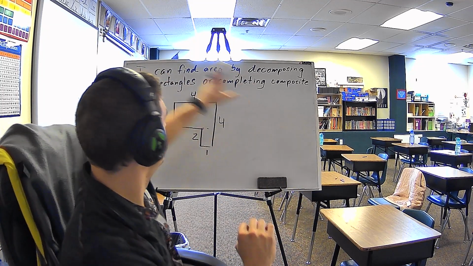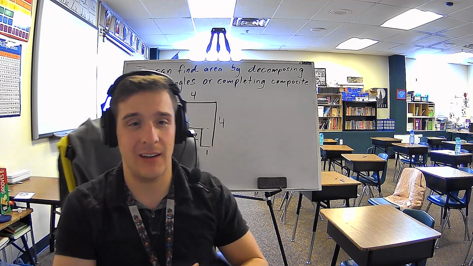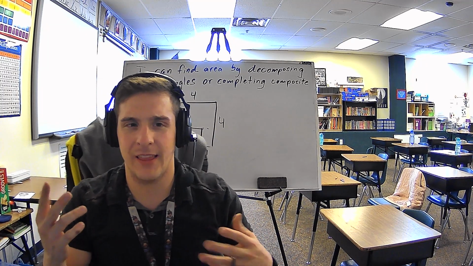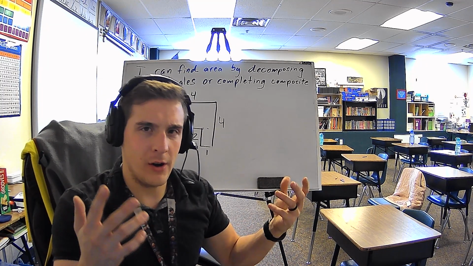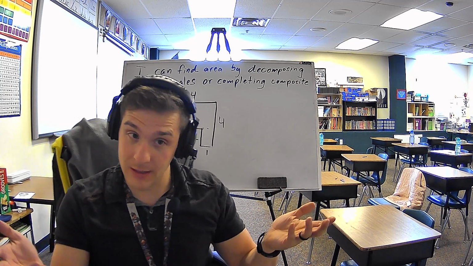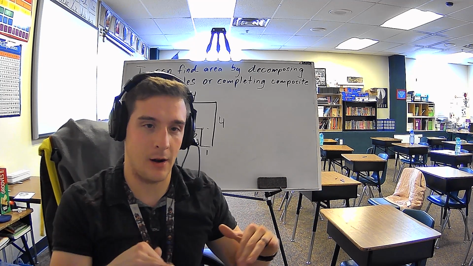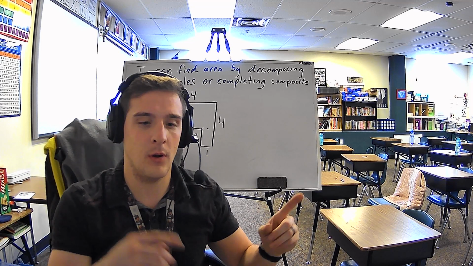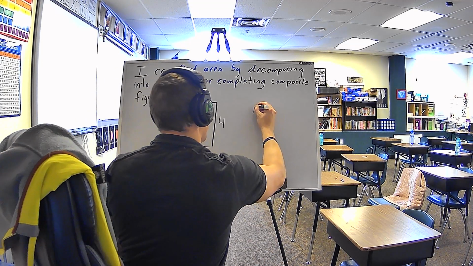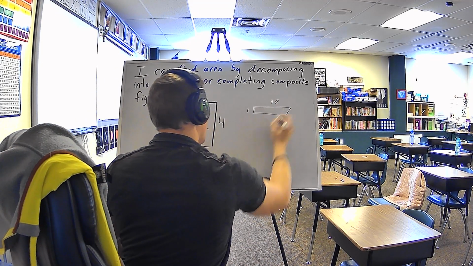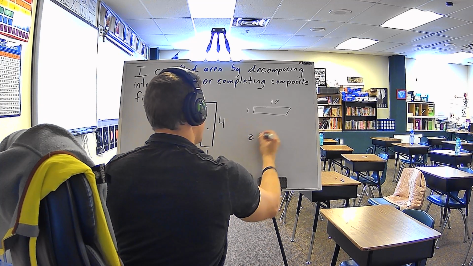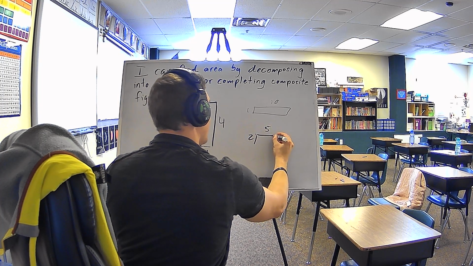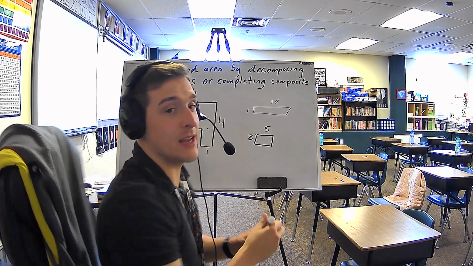So, still kind of going off the same idea here. It's the kind of understanding that area can look different, but still have the same area. We've talked about this in the past, how a 1 by 10 will have the same area as a 2 by 5. They will look different, but they have the same area.